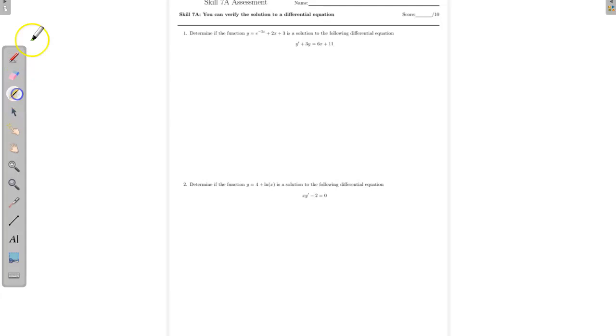So basically I'm going to give you a differential equation, which means there's that derivative in the equation. And I'm also going to give you the function that's a potential solution. So we determine if this is a solution. Remember, it's a solution if when I plug everything in, this equal sign makes sense. So let's zoom in to the specific problem.